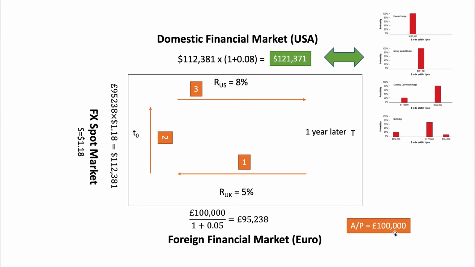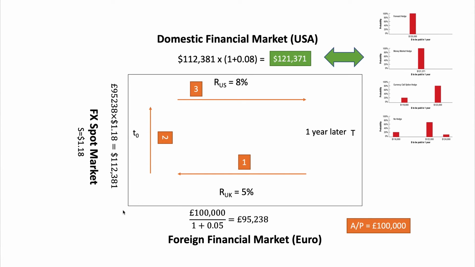Okay, what is the present value of 100,000 euro? You discount it at 5%, equal to 95,238 euro here today. The first step, you go this way, from right to left. Then you know this corner is 95,238 euro.